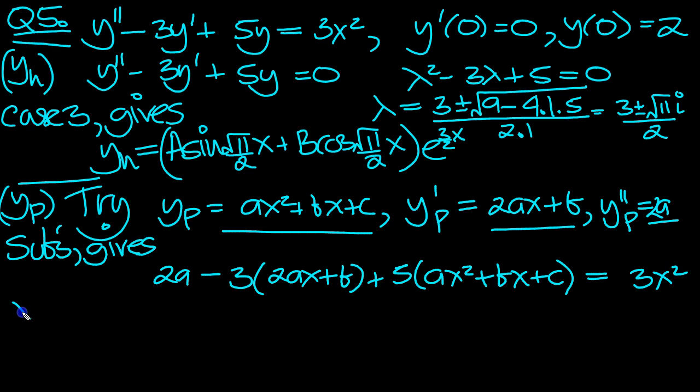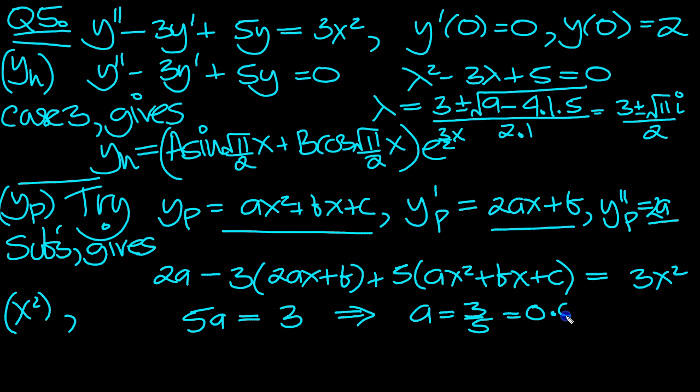So if we equate the x squareds first of all, because that's the easiest thing to do, look along the row, we see it's 5a here. 5a is equal to, on the left, 3 on the right. So that tells us that a is equal to 3/5, and that's 0.6 if we want to write it as a decimal.